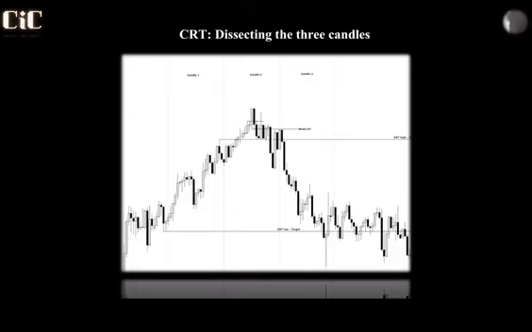Now, there are only two types of CRT candles, or candles in general. There's a candle where it's better for you, more lucrative, to buy below the open. And there's candles where it's more lucrative to sell above the open. That's the only two candles that exist. Buy below the open, sell above the open.